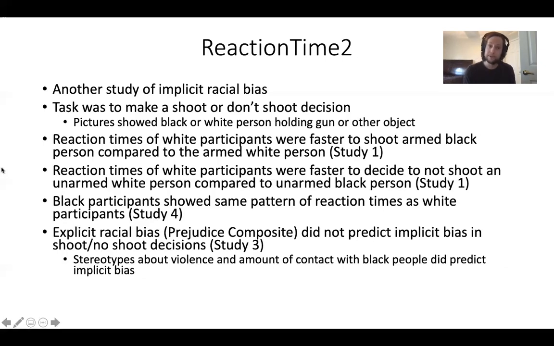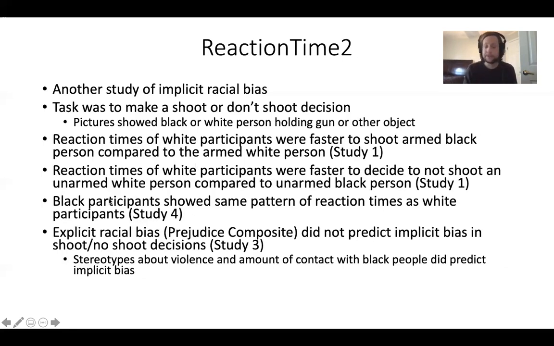It's easier for you to make that decision to shoot a black person who's armed than a white person who's armed. Also, which is really interesting, and this is a consistent finding in this paper, the white people were faster to decide to not shoot an unarmed white person compared to an unarmed black person. So in both these situations, if the person's unarmed, you should not shoot. But when that person was white, they made the decision to not shoot faster than they made the decision to not shoot a black individual. So both of these are the primary findings, and they're both present in all of the studies in this paper, quite consistent with this idea of implicit bias that we've been talking about all week.